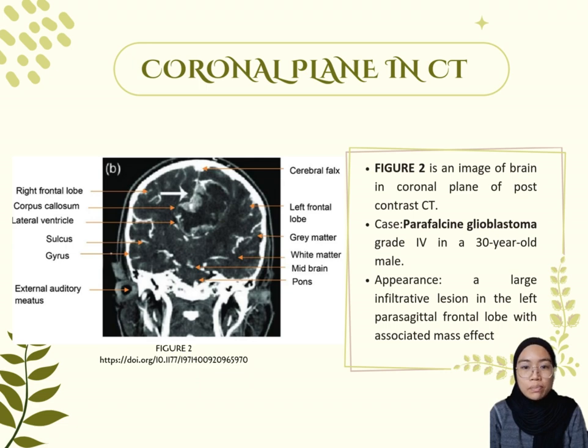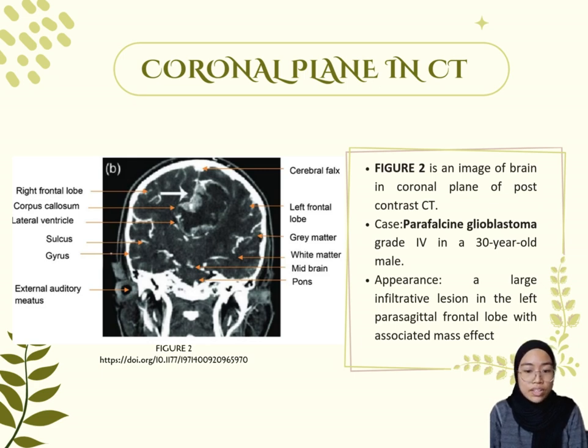Continue with the coronal plane in CT. Figure 2 is an image of the brain in coronal plane of post-contrast CT, and this is a case of parafalcine glioblastoma grade 4 in a 30-year-old male. A high-grade glial lesion of glioblastoma is generally characterized by the presence of heterogeneous tumor tissue, patches of necrotic area, infiltration into the brain parenchyma, vascular endothelial proliferation, and disproportionate vasogenic edema.